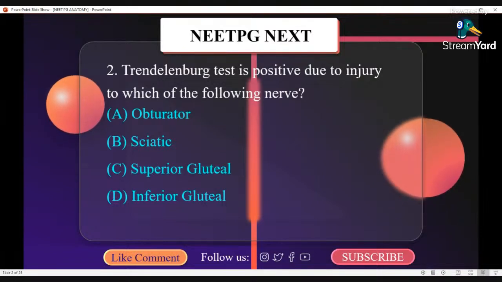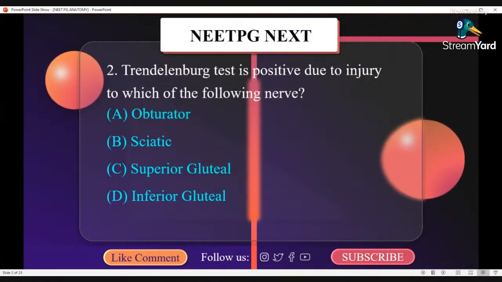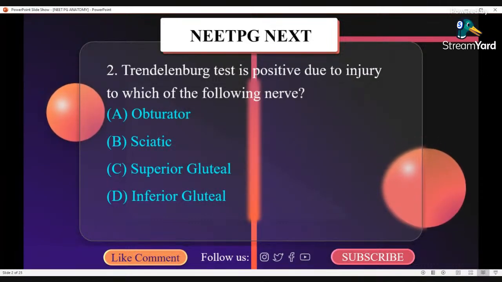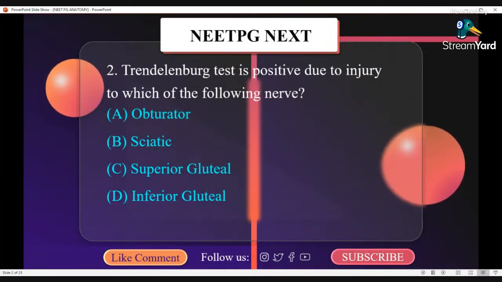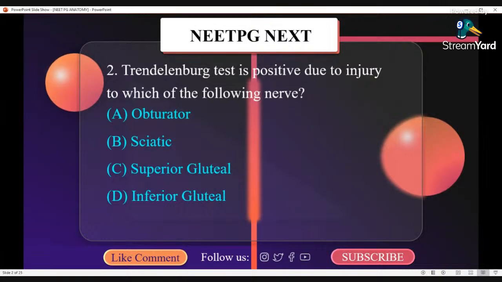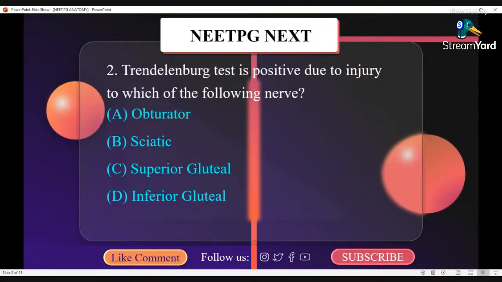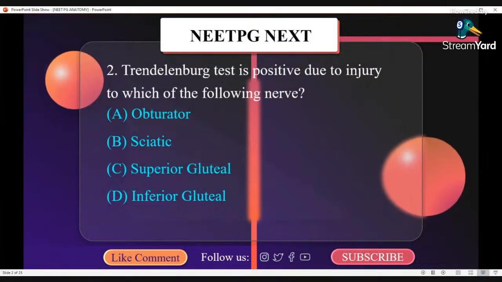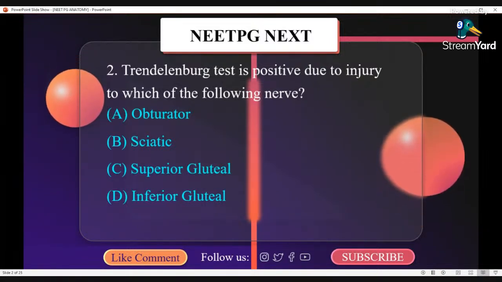Pain due to osteoarthritis of hip joint, weak hip abductors, gluteus medius and minimus, short femoral neck, fracture of neck, dislocation or subluxation of hip, neuropathy. Gluteus medius and minimus are supplied by superior gluteal nerve.